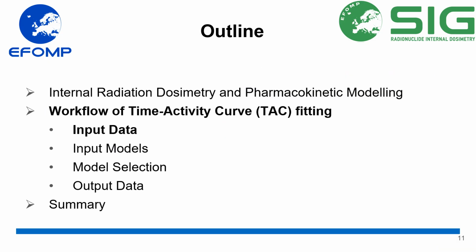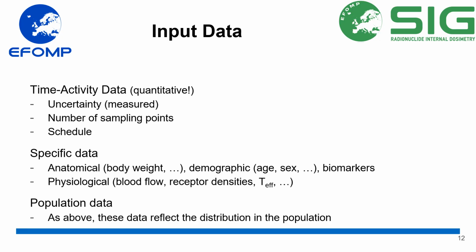Input data. Quantitative time-activity data are essential input. Their uncertainty, number, and schedule are relevant to the accuracy and precision of the time-integrated activity. Specific data, such as anatomical, demographic, and biomarker values and physiological parameters, can be used in particular models. For example, these parameters can be used in physiologically based pharmacokinetic models and in artificial intelligence models.